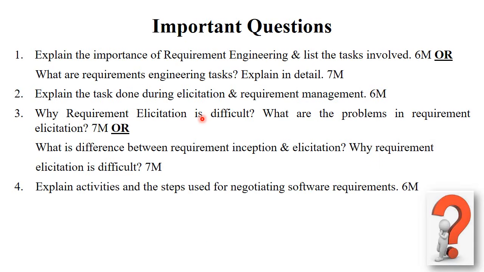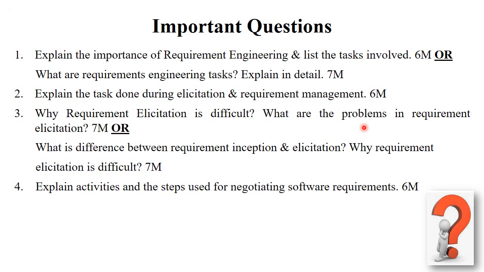In your exam, in previous papers, these kinds of questions have been asked. Like explain the importance of requirement engineering and list all the tasks involved. Here you just need to list the tasks for 6 marks. Or they will ask what are the requirement engineering tasks, explain in detail for 7 marks. The next question is explain the tasks done during elicitation and requirement management for 6 marks. Also they will ask why requirement elicitation is difficult, what are the problems in requirement elicitation. This is one of the most important questions.